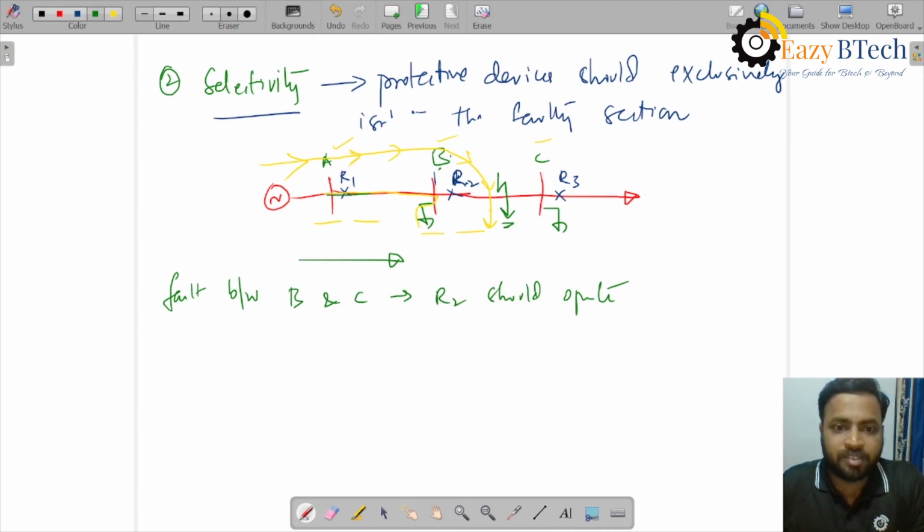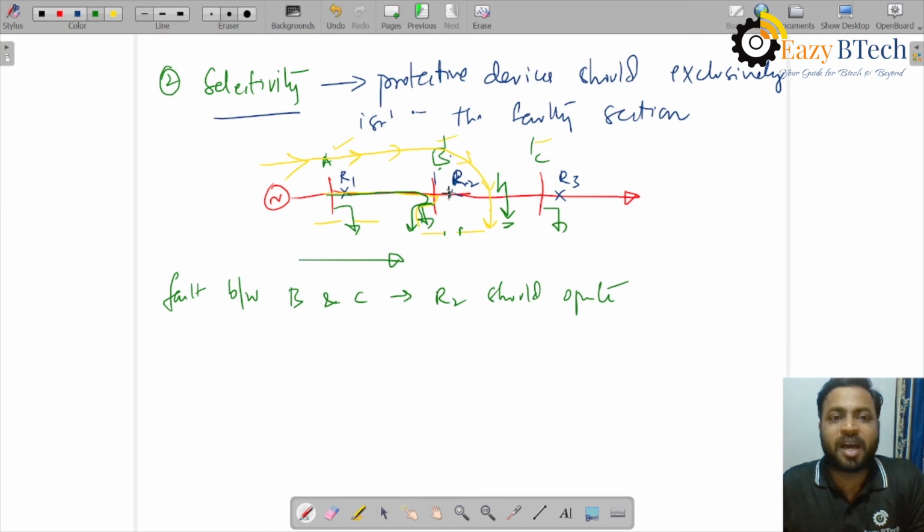If R1 operates, current comes up to here and can feed the load here. If R2 alone has operated, because there is an opening here, only this portion is isolated, and whatever loads are connected beyond B and C will get affected because of R2 opening. If R1 opens, this whole network gets isolated, right? If the load is connected here, that will also not receive supply. So if R1 opens instead of R2, then the system is not selective.